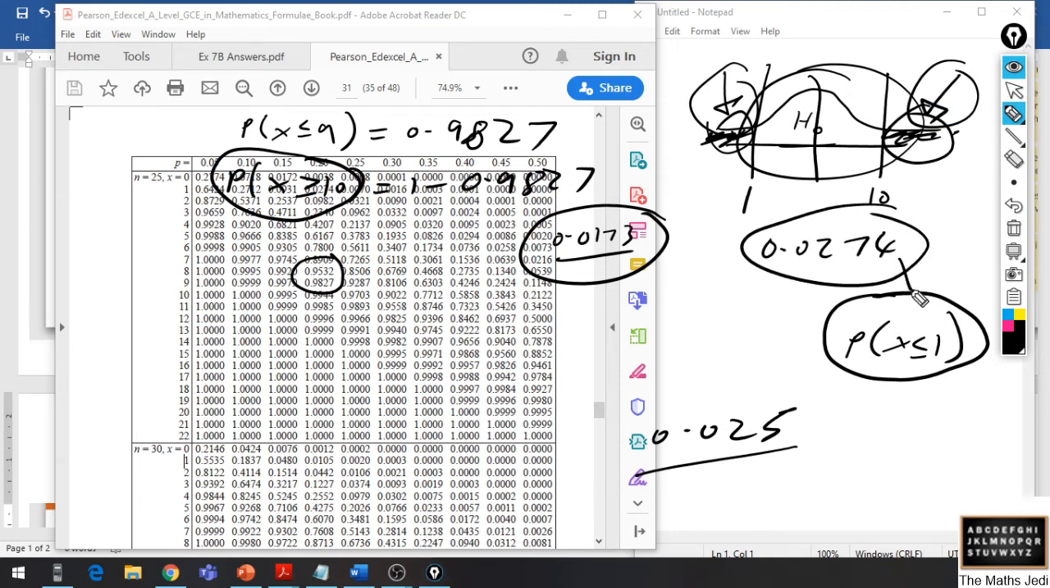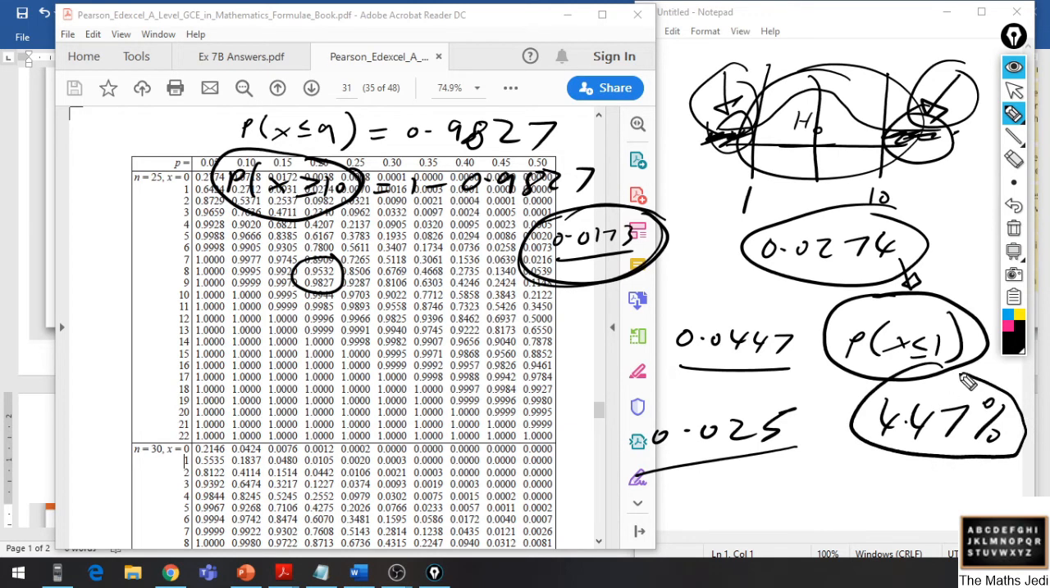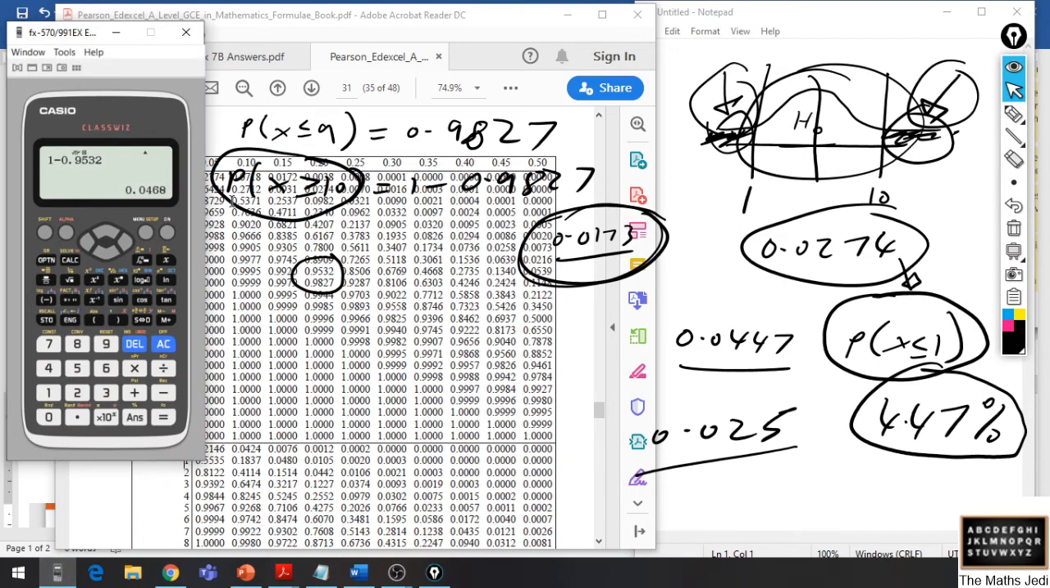That was this one, and then this is the other critical region here. The total probability of these two will be the probability of rejecting the hypothesis. So you add these two up and you will get 0.0447. That's 4.47%. So actually the significance level of this test is slightly better than 5%, slightly more rigorous.